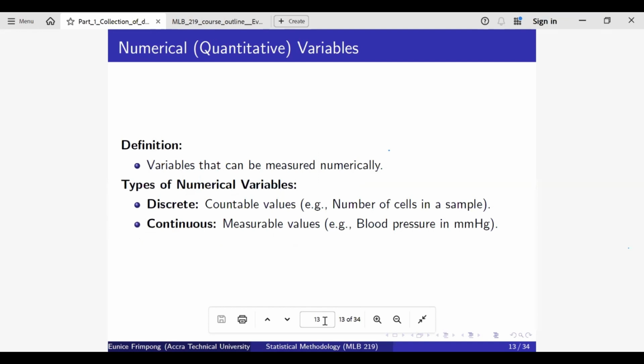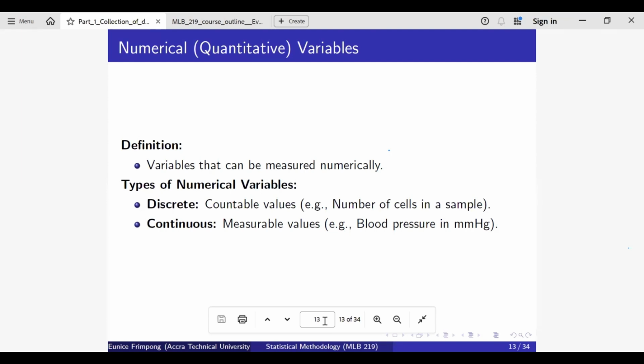Now let's look at numerical or quantitative variables. These are variables that can be measured numerically, which we can assign numbers to. And there are two main types. We have the discrete, we have the continuous. Discrete is countable values. Examples are number of chairs in the classroom, number of students in the class, number of cells in a sample. You can actually count and get a specific number or an integer.